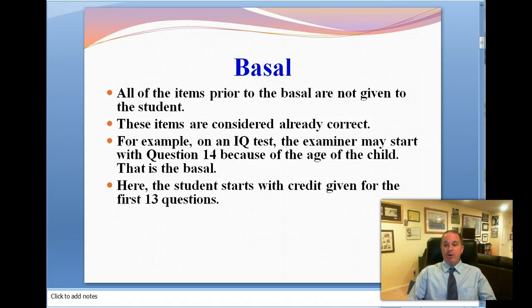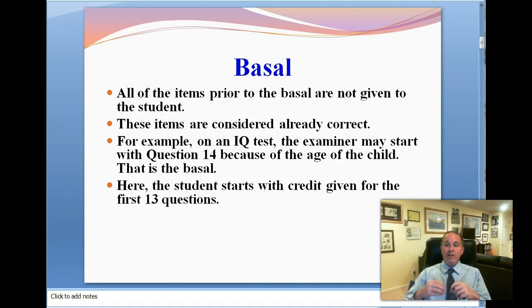So all of the items prior to the basal are not given to the student because they are considered already correct. So, for example, on an IQ test, the examiner may start with question 14 because of the age of the child. That's the basal. So if we start with number 14, the student gets credit for the first 13 questions. So every time you administer a test, you need to know where I'm starting, because many tests have an age range, let's say from 6 to 16 years of age. Well, we're not going to start a test for a 6-year-old in the same spot where we would start it for a 13-year-old or a 16-year-old.